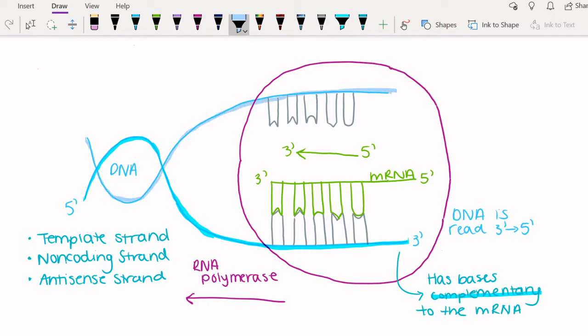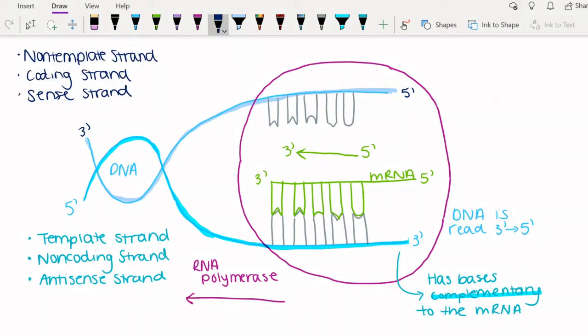This strand of DNA must be anti-parallel, so its 3' end is on the left and its 5' end is on the right. This DNA strand also has several names: the non-template strand, the coding strand, and the sense strand. It is called the coding strand because it has the same nitrogenous base sequence as the mRNA, except the DNA has the base thymine where the RNA has uracil.